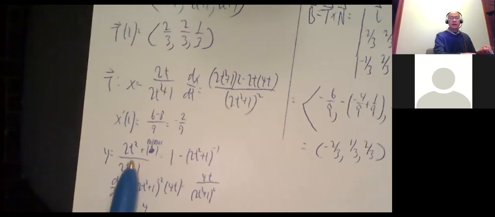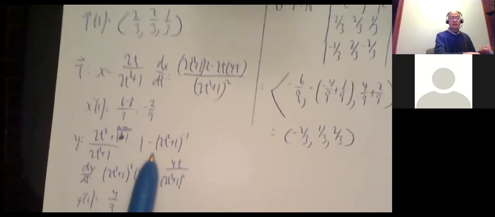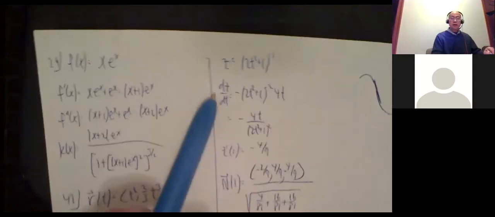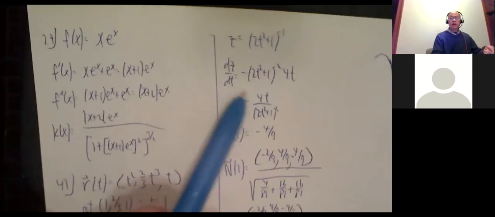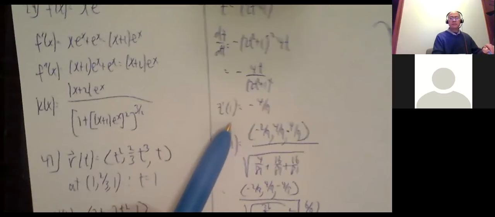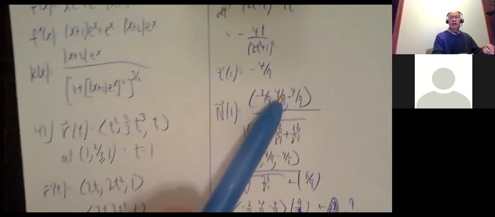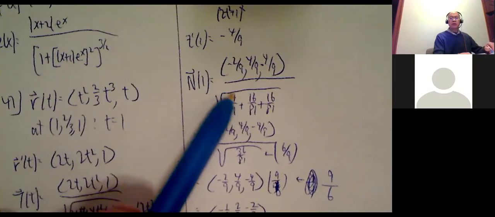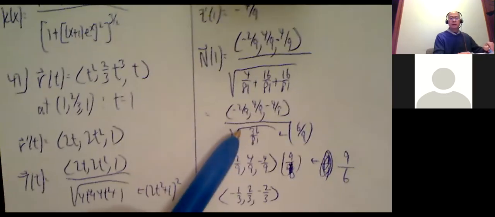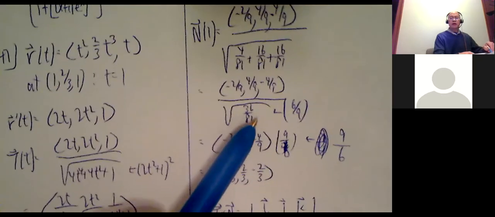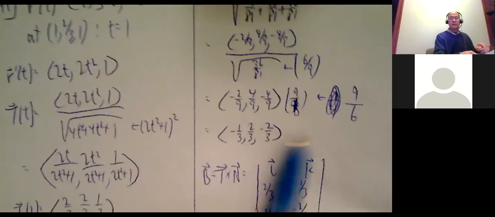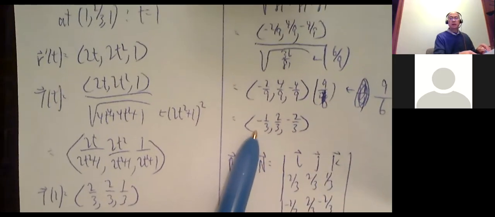This one, I rewrite this as this. Okay, and you plug in 1, you get 4/9. And then this one, differentiate, plug in 1, you get negative 4/9. So you have negative 2/9, 4/9, negative 4/9. To find a unit normal vector, you divide by its magnitude: 4/81, 16/81, 16/81. That comes out to be 36/81, which is 6/9. Dividing by 6/9 is the same as multiplying by 9/6, which basically means cross off all the 9s, make them 6s in the bottom. So I have negative 2/6, 4/6, and negative 4/6.